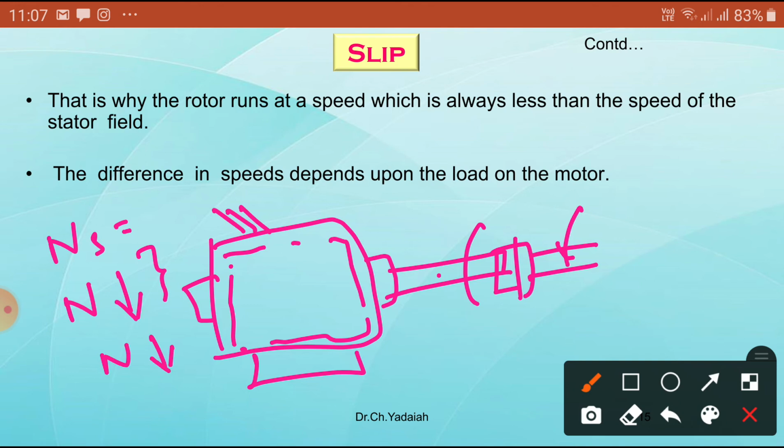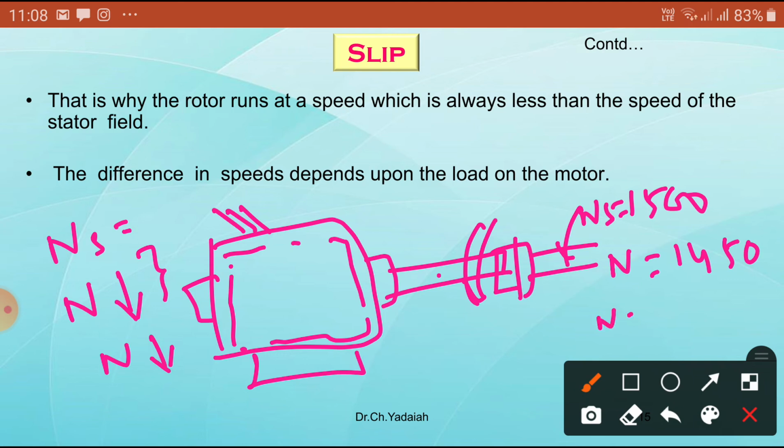That means if there is no load, what will happen? ns is equal to 1500 rpm, and the rotor speed n is, for example, 1450 rpm under no load condition. If some load is added, then automatically what will happen? n becomes 1400 rpm only. Dear students, just remember that.